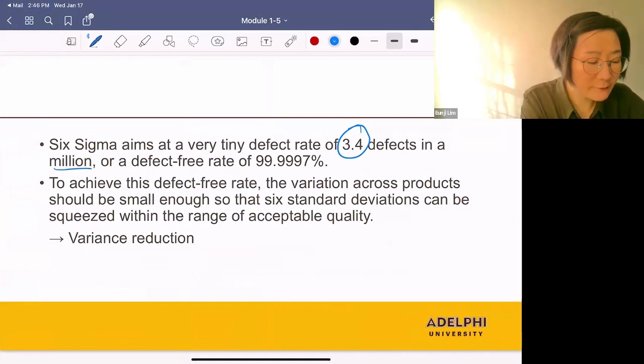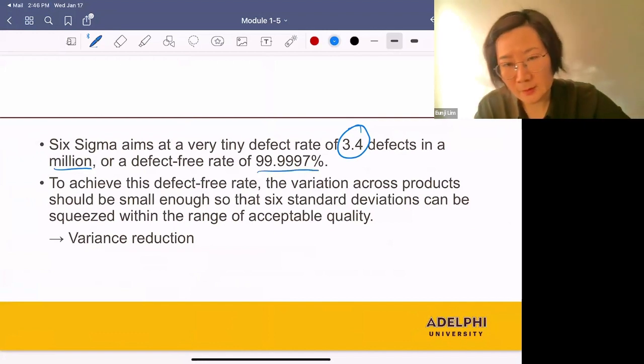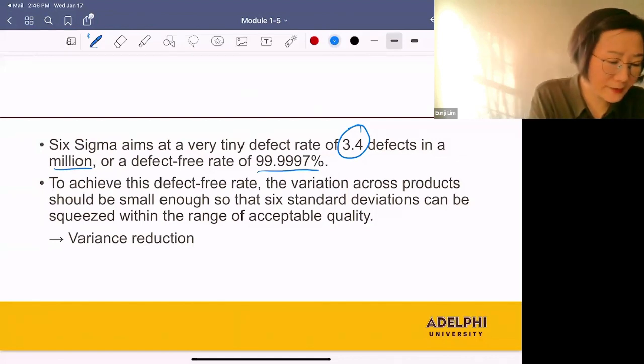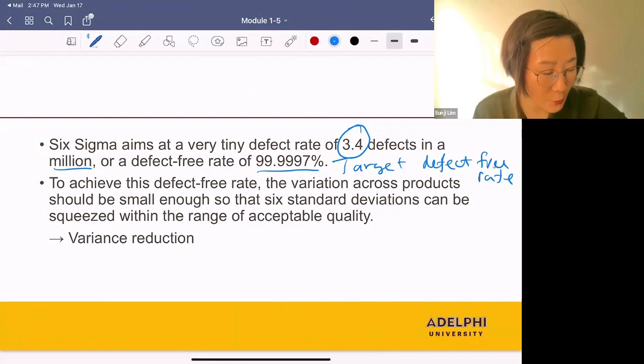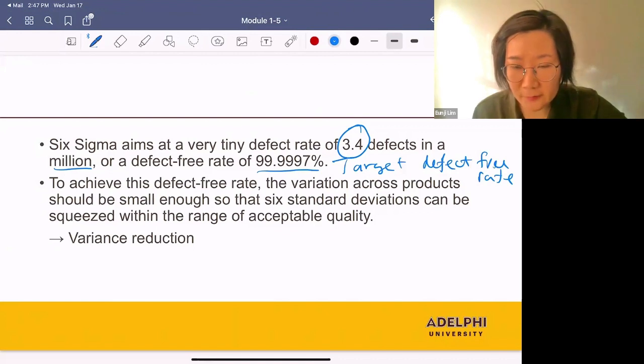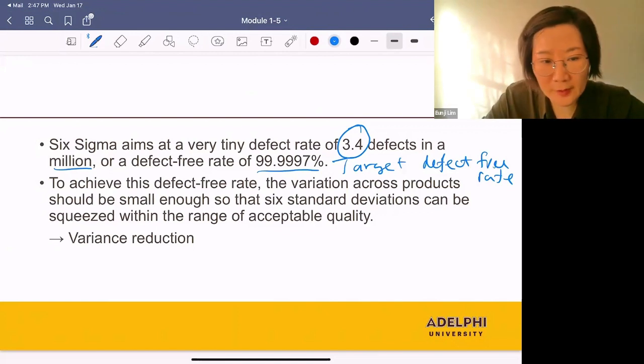In other words, it's a defect-free rate of 99.9997%. We're only allowing 0.0003% of defects. So this is the target defect rate, defect-free rate. To achieve this target defect-free rate, the variation across products should be small enough so that 6 standard deviations can be squeezed within the range of acceptable quality. So variance reduction is required.